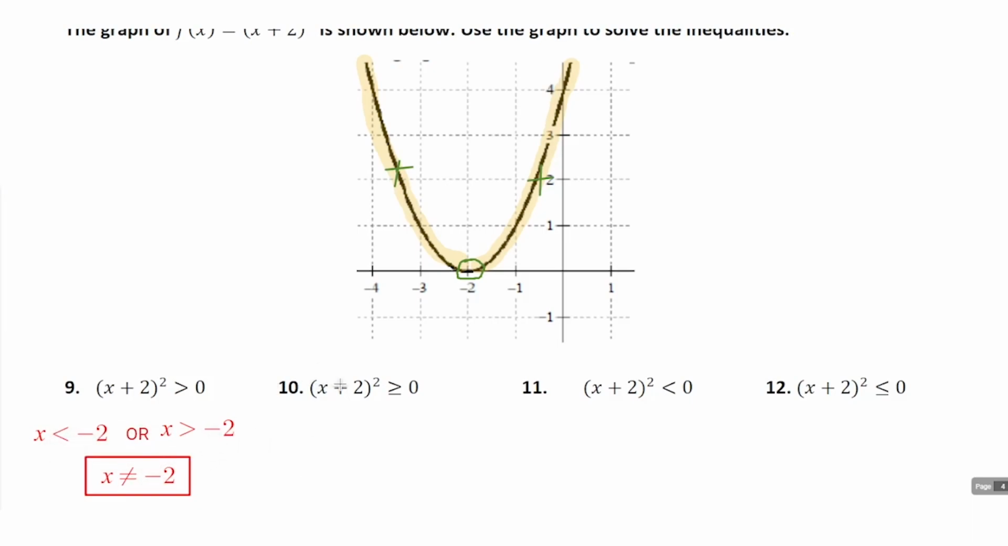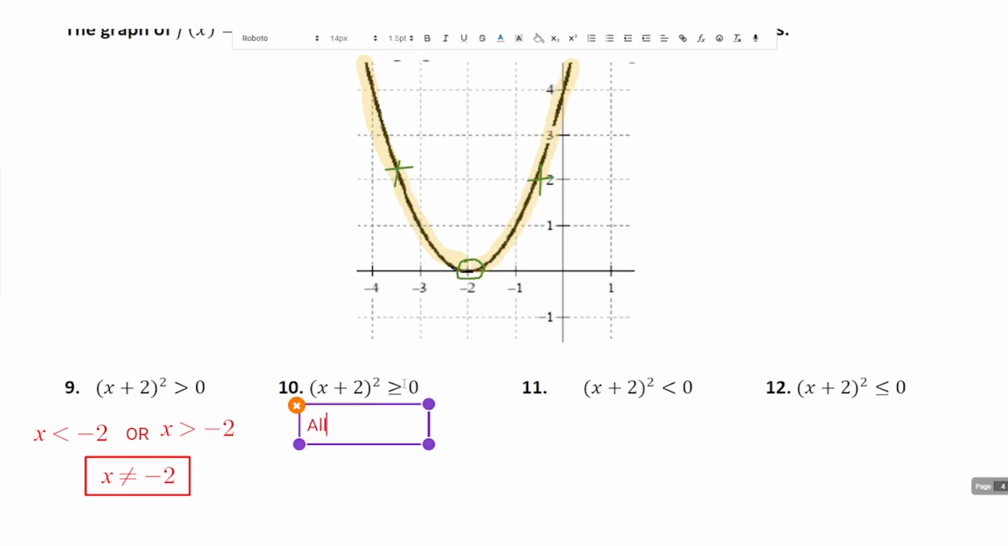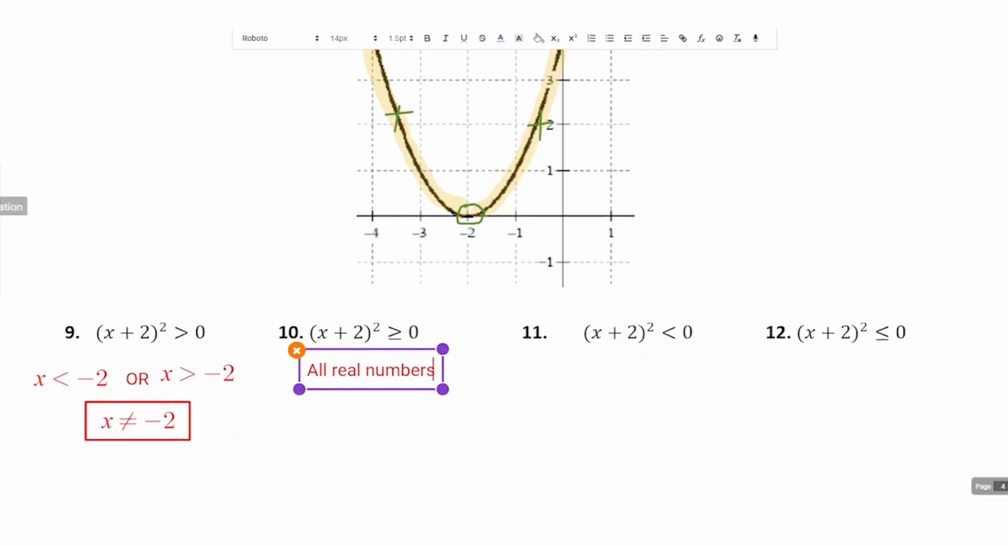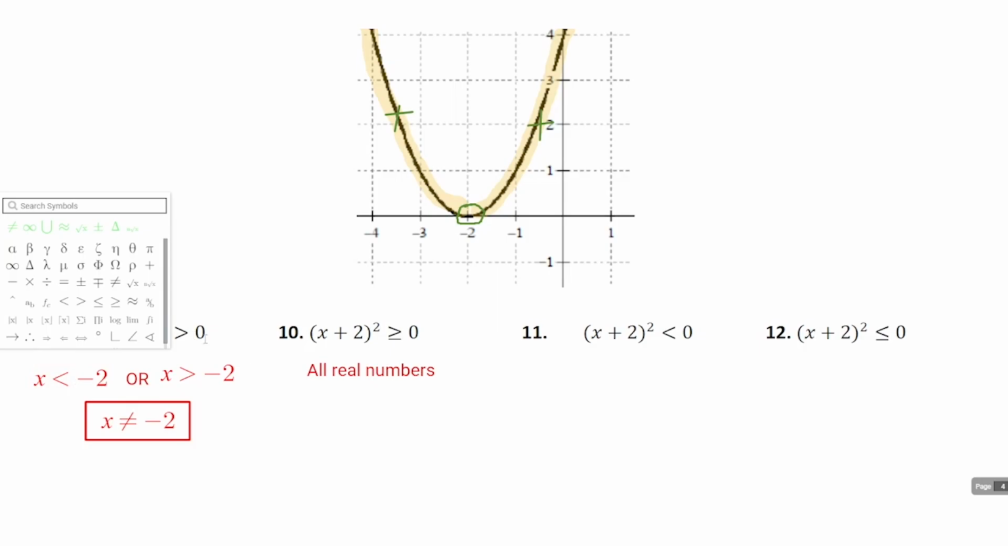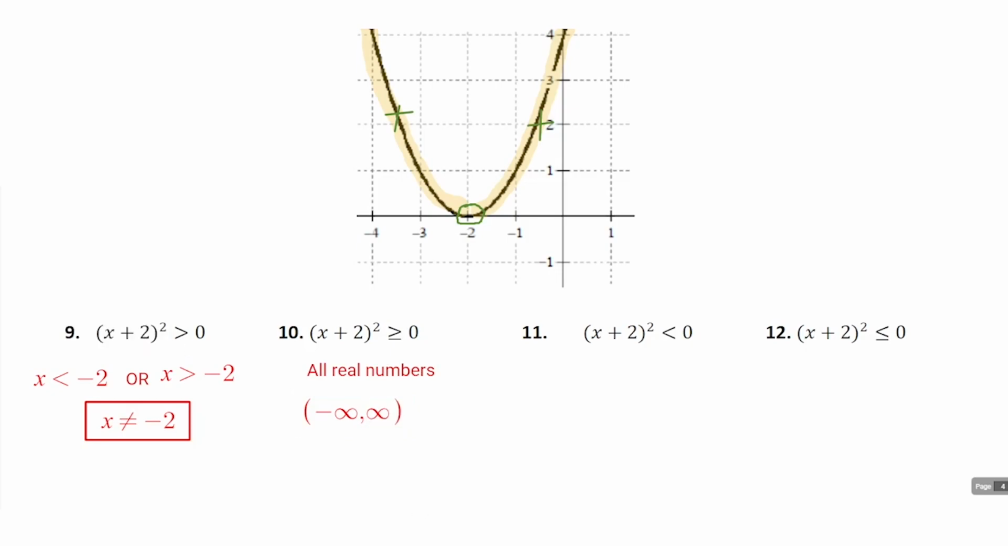Now 10 says, when is it greater than or equal to 0? So that is all the positive sections and we're at 0. So that's actually just going to be all real numbers. If you write it using set notation, which I guess we didn't really do for the last one, you would just say negative infinity to infinity. Either one's fine. Kind of like the negative infinity to infinity, but you can say all real numbers. That's fine.